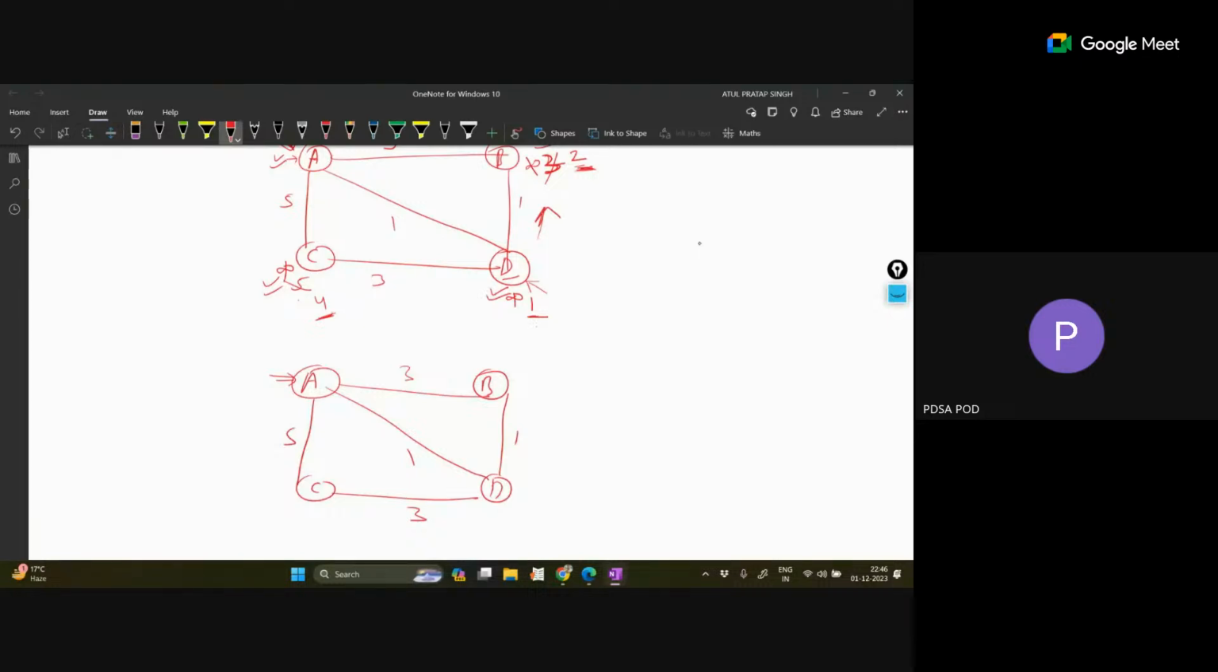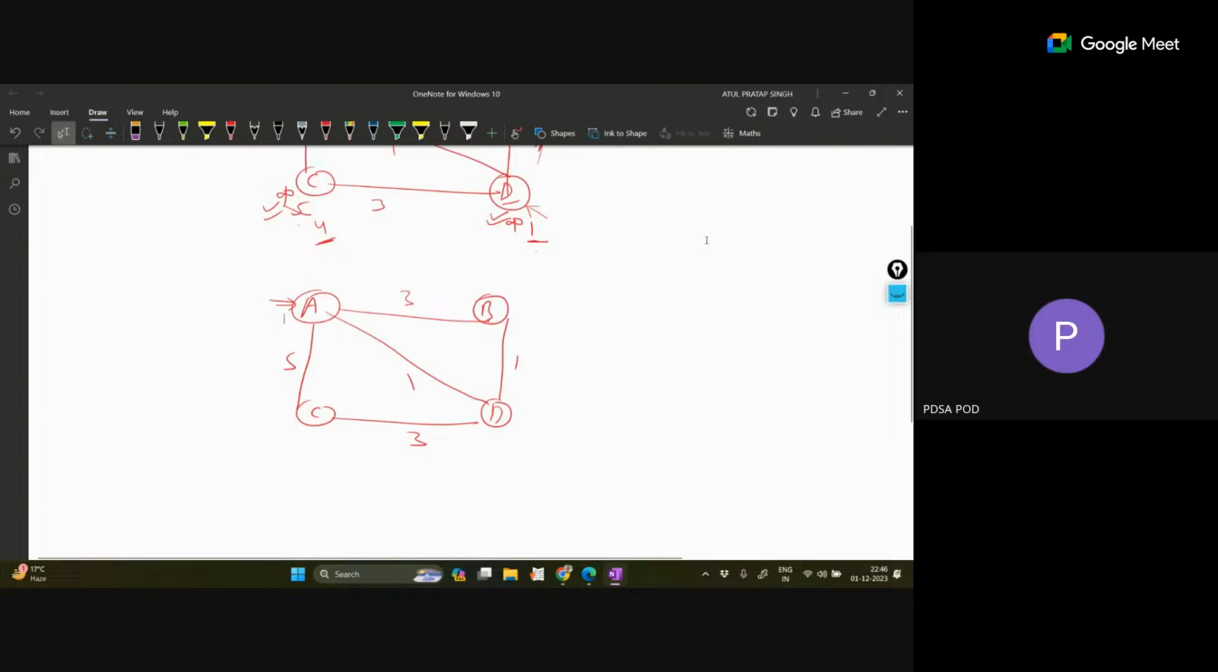So in this process, same things. We will initialize all with infinite. Sorry, we will set A equal to 0 and infinite to all the others. We are just marking these things.